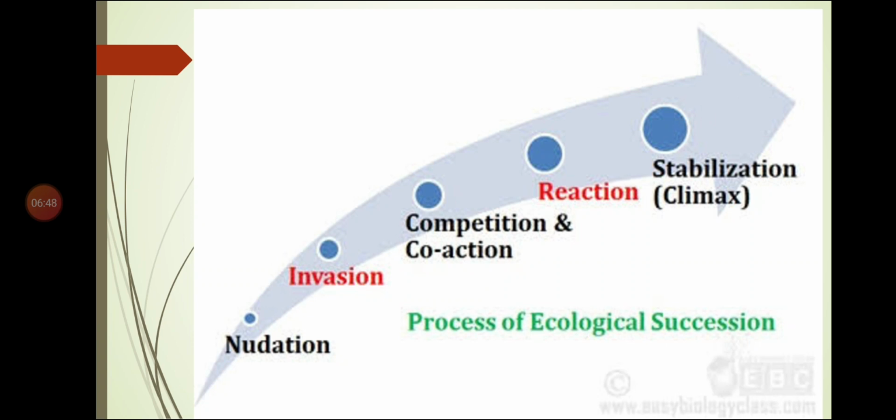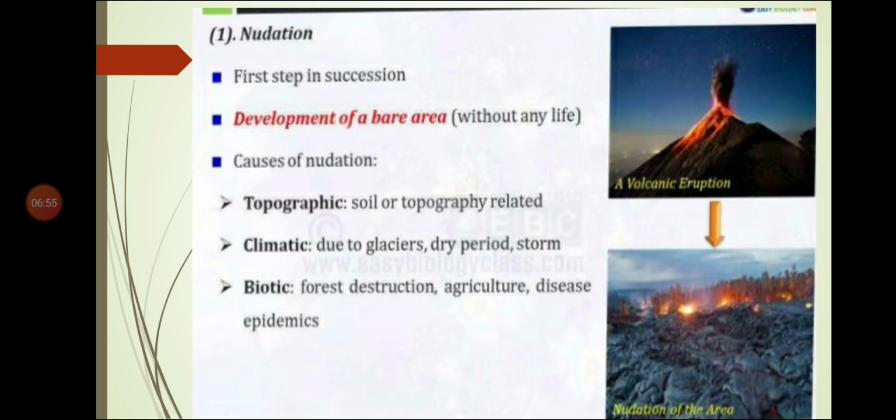One by one we will study the definitions and details of all these. The first one is nudation. Nudation is the first step of succession. What do you mean by nudation? Nudation means development of a bare area. That means there is an area without any life. When the development takes place in such a bare area, that is called nudation.